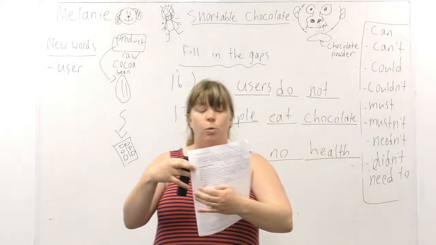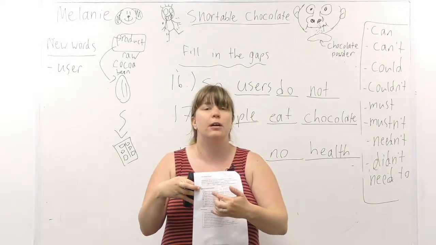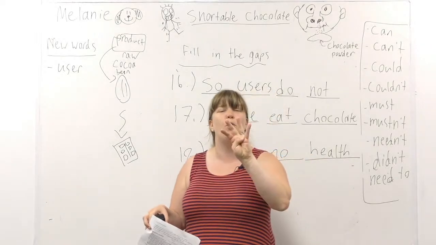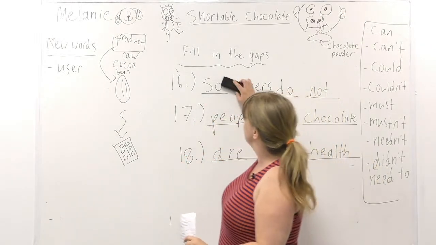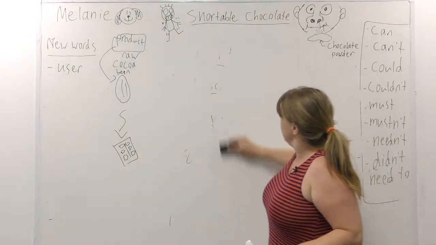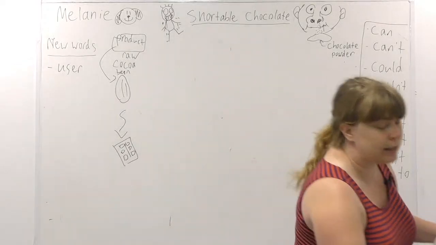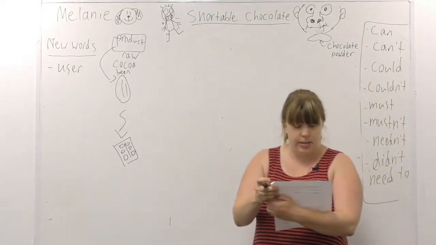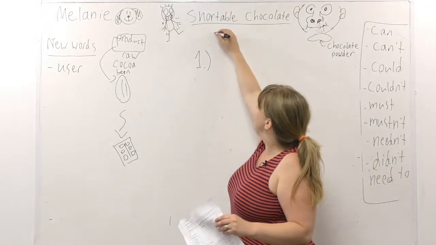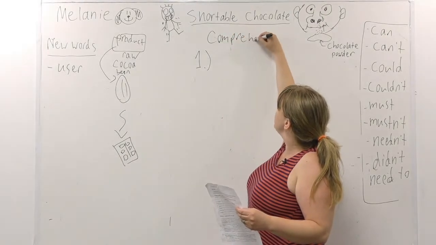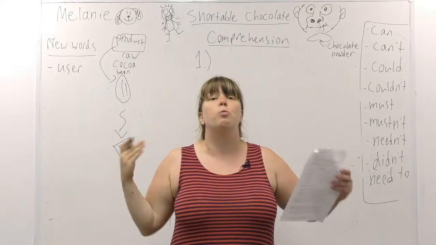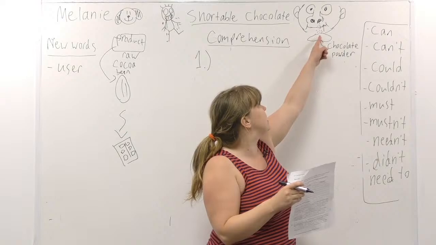Okay, so now I want to do some comprehension questions. We're not going to do every single one because we don't have much time. I just want to do like 4 to 5 comprehension questions. All right, so let's get rid of these. Okay. So this part might require a little bit of reading. So let's do number 1. Okay, so comprehension, that means to understand. So number 1, what is the product based on?